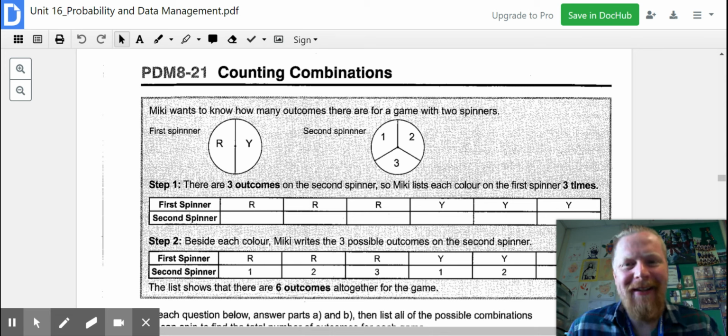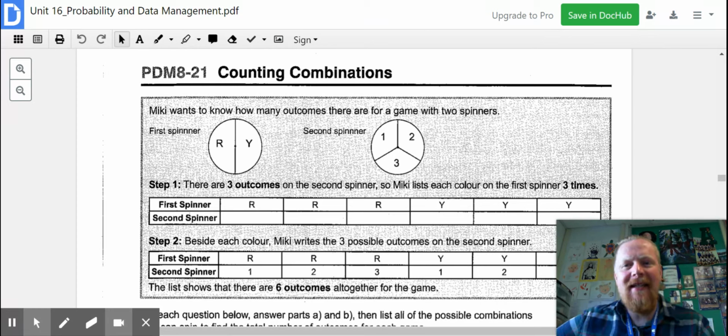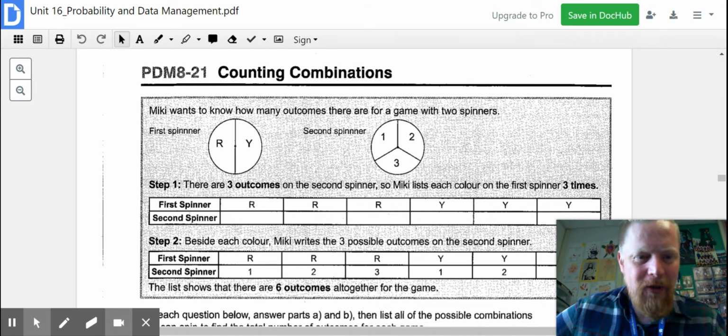Hello, we're going to do another math lesson. This is Unit 16, Probability and Data Management. This is lesson PDM8-21, Counting Combinations. Now this is found in your Jump Math workbook on page 202, 203.